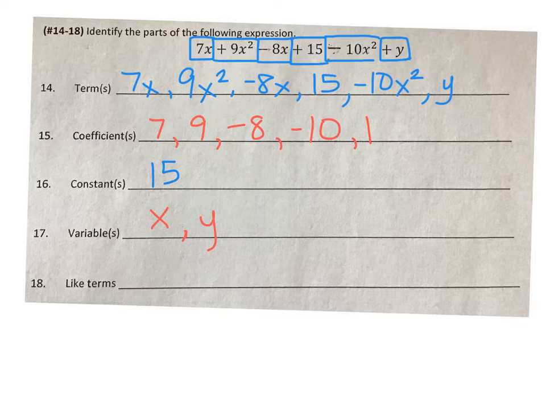And finally, our like terms. So remember, they have the same last name. They have the same variable raised to the same exponent, or to the same power. So I have my 9x squared and my negative 10x squared. So they both have x squared. That's one set of like terms. I also have some x's in common. So I have a 7x and a negative 8x. There's only one constant, so that doesn't have a like term, and there's only one y, so that doesn't have a like term.